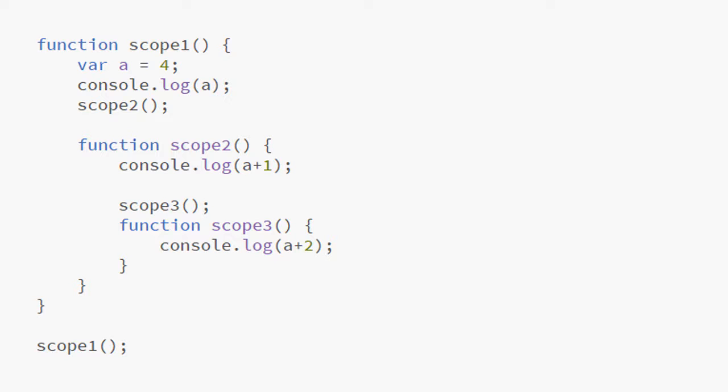As can be seen, the function scope3 requires the variable a. It doesn't have a declaration itself and so searches its parent scope, the function scope2. This function also doesn't have a declaration for the variable, and so the search continues into the function scope1, where the compiler finally identifies the declaration of the variable a.